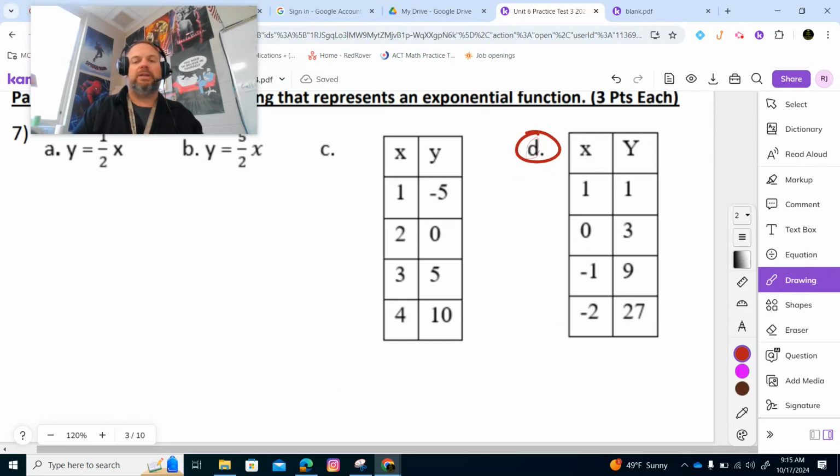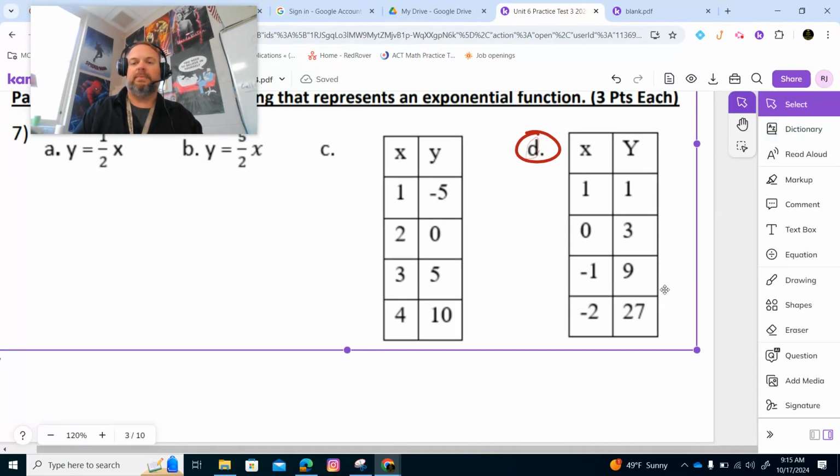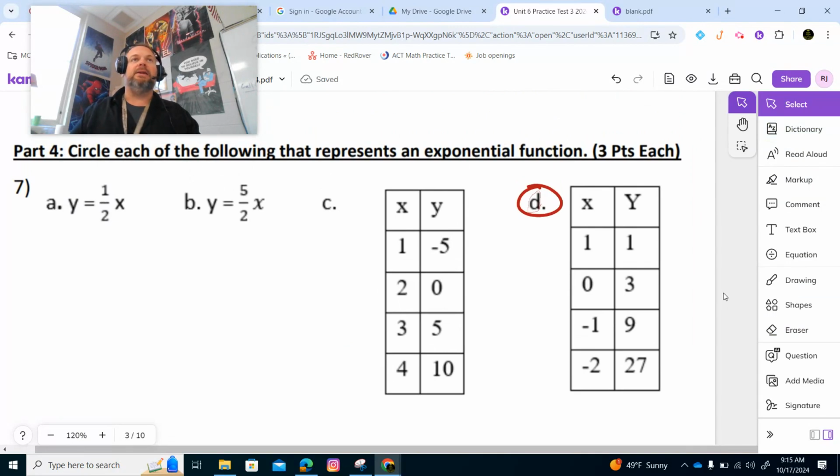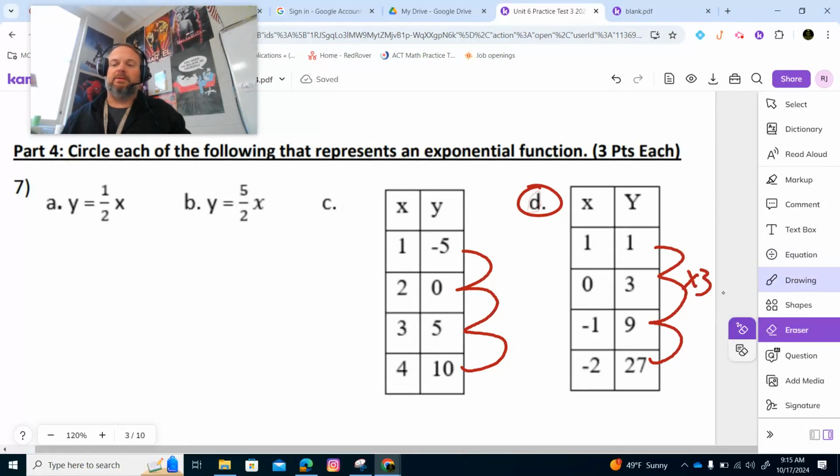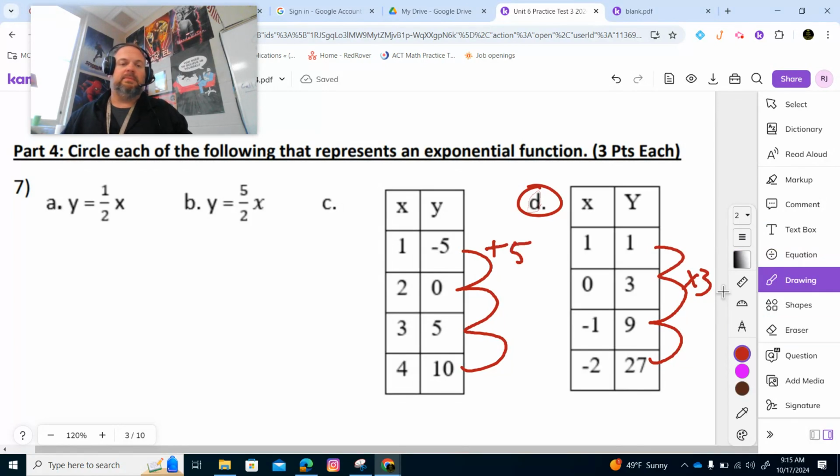Why is D our only choice? Say it again. Yeah, the Y's are multiplying. This is symmetric. No, these are adding 5. Whoops. I don't know what I was doing. These two are linear.